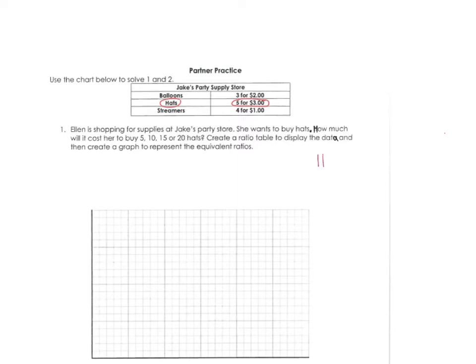So hats, dollars. Let's go ahead and make a ratio table. It tells me 5 hats are going to cost $3. If I continue to repeat that pattern, 5 more hats makes 10. That would be another $3, so it's $6. If I get 5 more hats, that would be 15. Those 5 more hats are going to cost $3 more, so I'm up to $9.